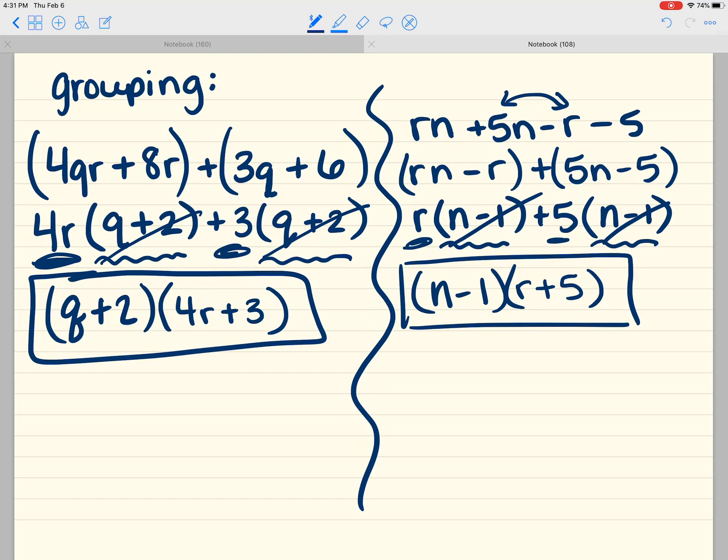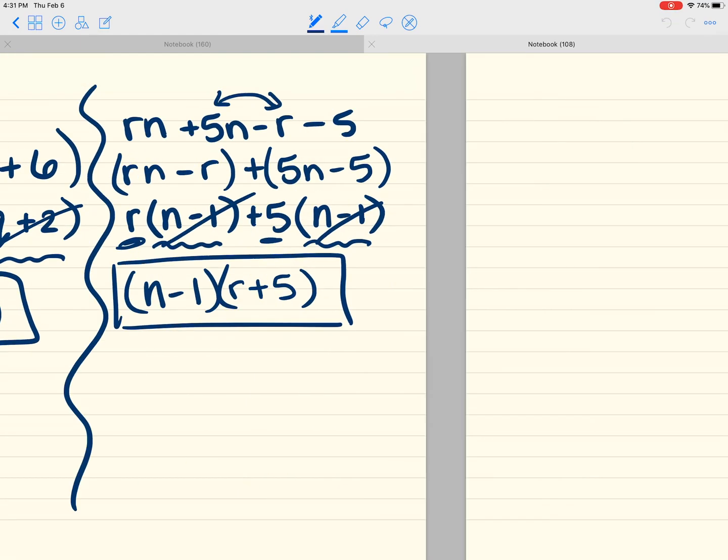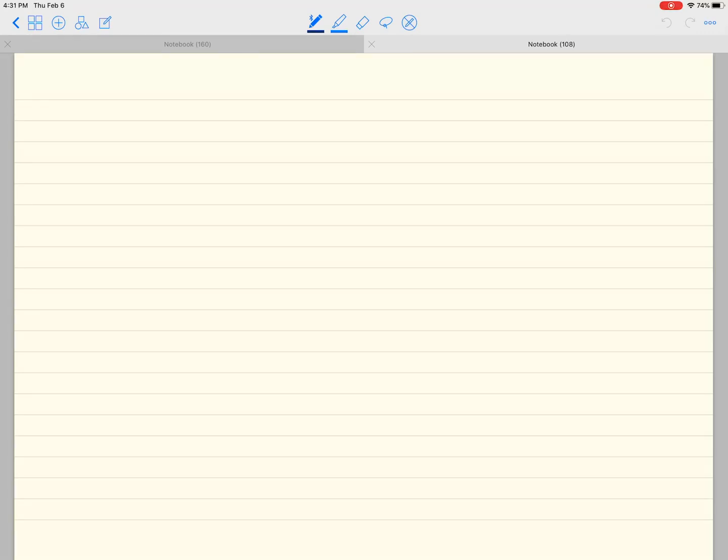Okay, I'm going to show 2 more examples of that just because I want us to make sure we're really clear. All right, so let's look at 3np plus 15p plus negative 4n minus 20.